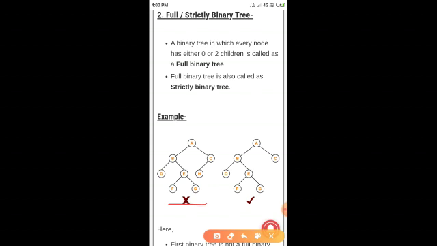See here, this is not okay. Here A is with 2 children, 2 children is possible. B is with 2 children, it is okay. Now C is with 1 child, it is not possible. Here it must be either 0 or 2. So this is not a full binary tree.